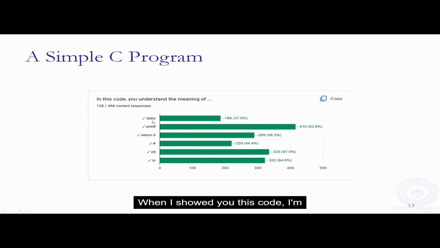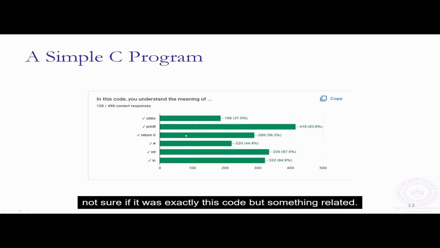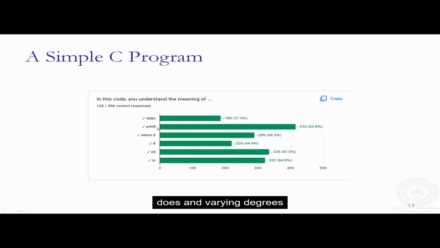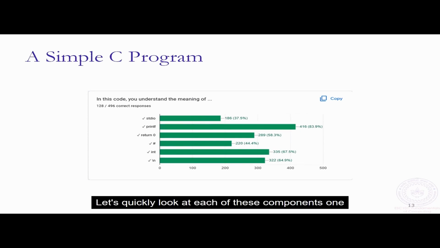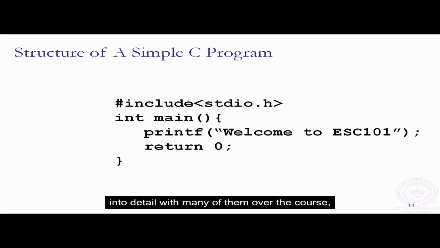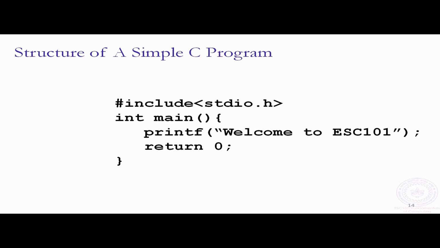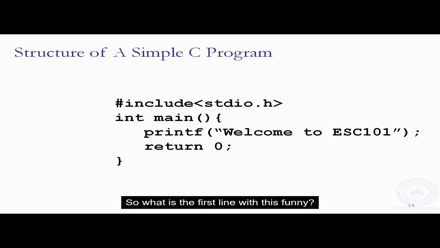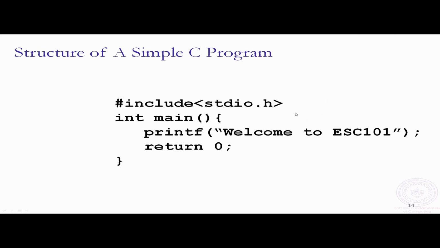When I showed you this code, I'm not sure if it was exactly this code, but something related. Almost all of you guessed what printf does, and to varying degrees, some of you had an understanding of these other components and some of you did not. Let's quickly look at each of these components one by one, and we'll go into detail with many of them over the course, but just to get you up and running with your first program, we will look at these in brief detail now. So, what is the first line with this funny hashtag doing?